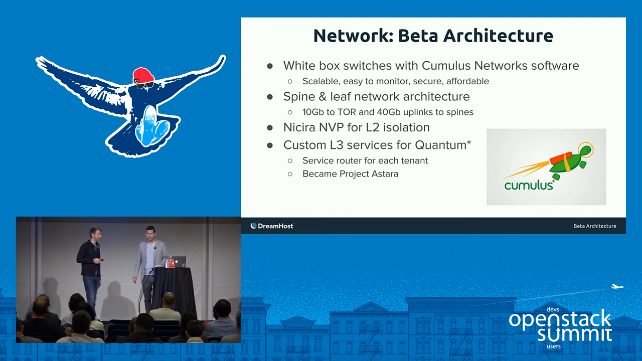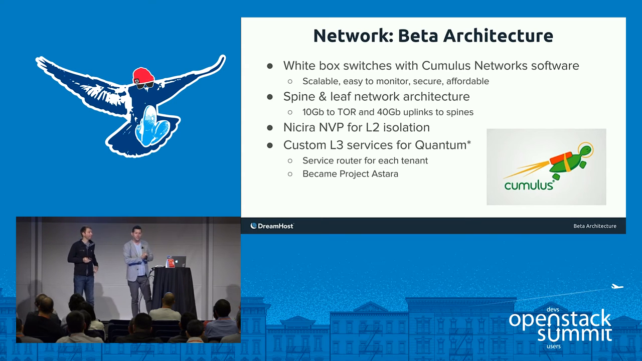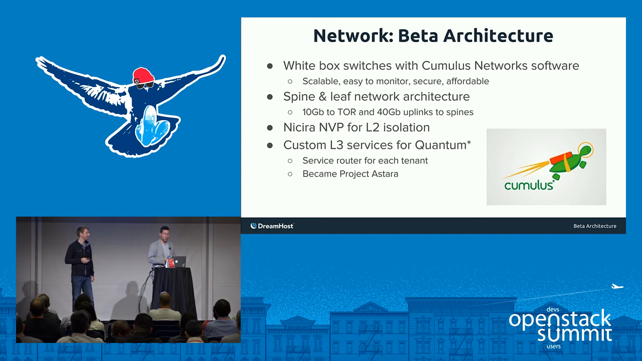So we'll talk about where we made a lot of bets, which was on the network. And this is one of the things we'll learn about a little bit when we address some of the things that we maybe shouldn't have done. So one of the big decisions we made was to use white box switching with Cumulus Networks Linux on those white box switches. At the time when we announced this, Cumulus wasn't even a publicly known entity. They were still in stealth.